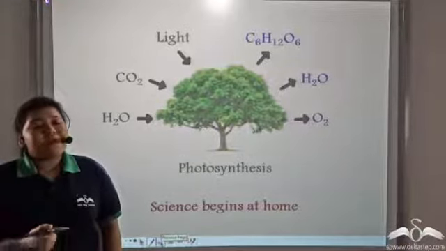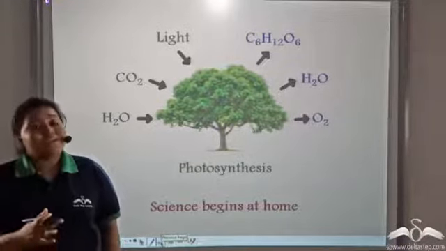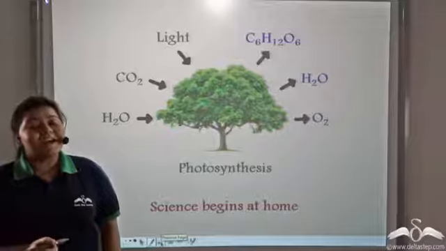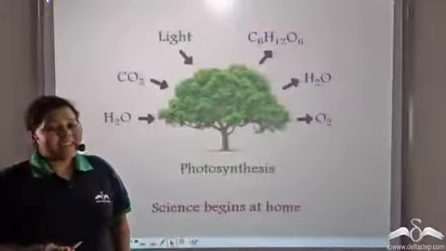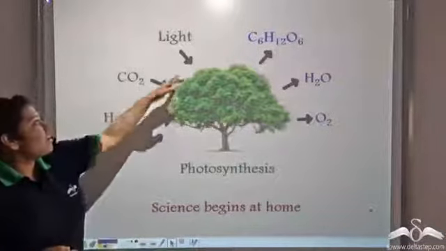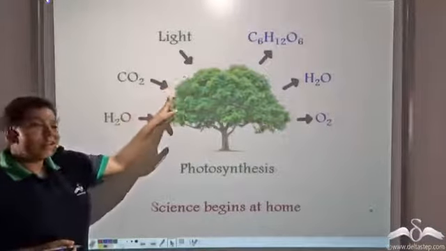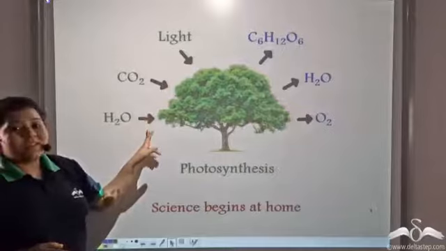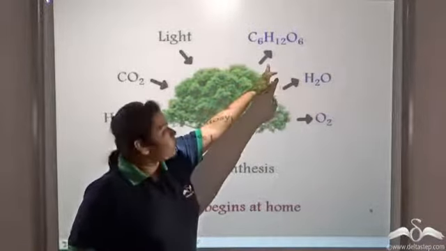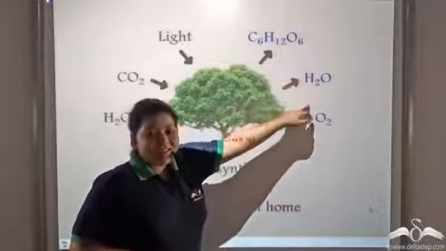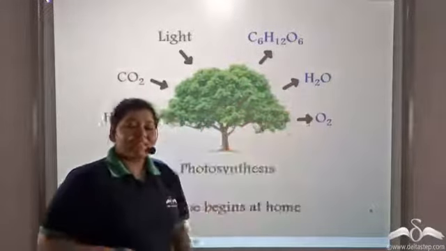The process of manufacturing food by chlorophyll in green plants is known as photosynthesis. Now, the reactants of photosynthesis are light energy, carbon dioxide, and water. And the end products are glucose or food, water, and oxygen.